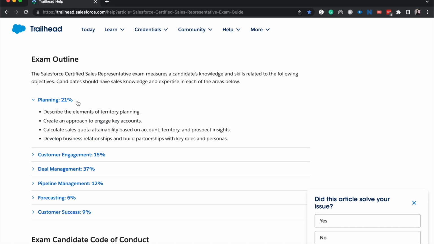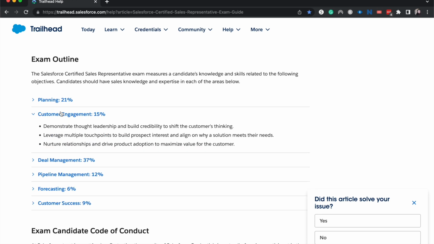I am going to start off with planning at 21%. So this is going to be a lot of territory planning, how to create an approach for engaging with key accounts, sales quotas, and developing business relationships. So it's going to talk a lot about what types of things you need to do when you're territory planning, what are best practices with territory planning. Same with sales quotas. What are best practices with sales quotas, things you need to do, people you need to meet with when you're calculating sales quotas. And then creating and engaging with key accounts as well as developing business relationships. That's going to talk about a lot of how do you best plan to reach out to these people? How should you prepare to reach out to these people? And what strategies should you use to reach out? So that's going to be planning at 21%.